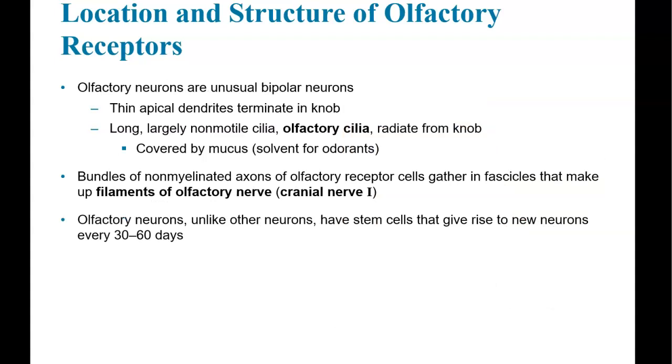So olfactory neurons are usually bipolar neurons. They have thin apical dendrites that terminate in a knob. They have long, largely non-motile cilia, which are called olfactory cilia. They radiate from the knob. These are covered by mucus, which is a solvent for odorants. And the bundles of non-myelinated axons of the olfactory receptor cells gather in fascicles that make up the filaments of the olfactory nerve, so cranial nerve number one.